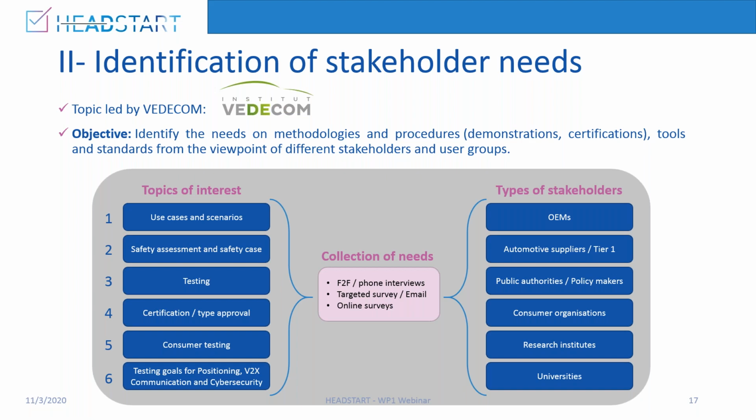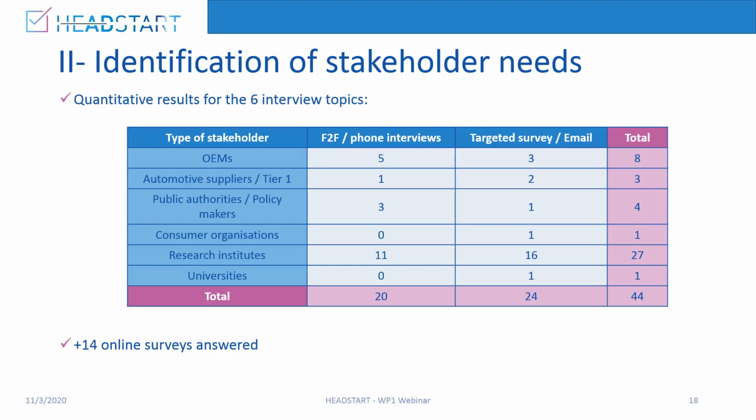So I'm going to quickly present the results of these interviews. First of all, quantitative results can be shown here. We had a total of 20 people interviewed by phone or face-to-face, and we also had 24 targeted surveys by email. So this was the first step of our work. And then we also created an online survey that went online for quite a while, where we did not get so many answers, but still 14 people answered our online survey.